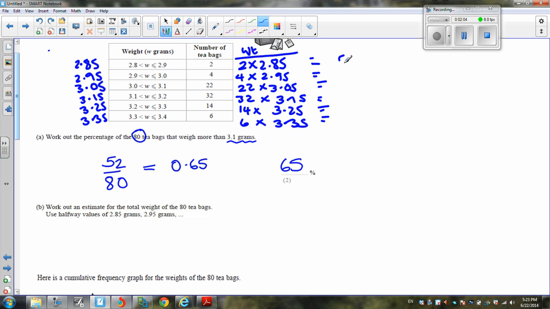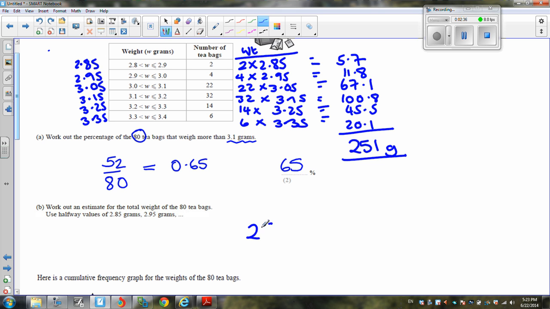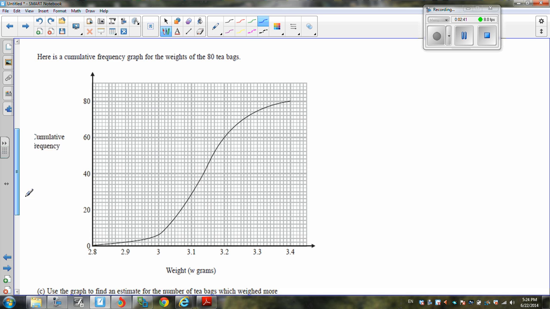We get 5.7, 11.8, 67.1, 100.8, 45.5, and 20.1. Okay, so that tells you an estimate of how much each of the different types of tea bags weigh. If we now add these together, we're going to get the total weight approximately of all 80 tea bags, which is 251 grams.